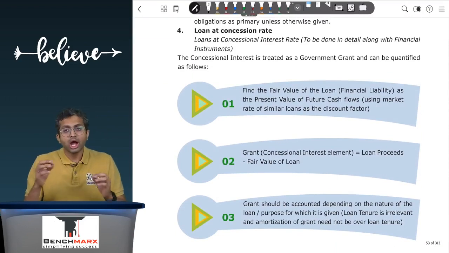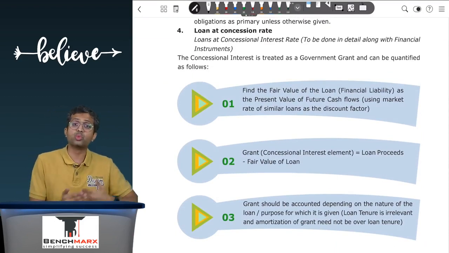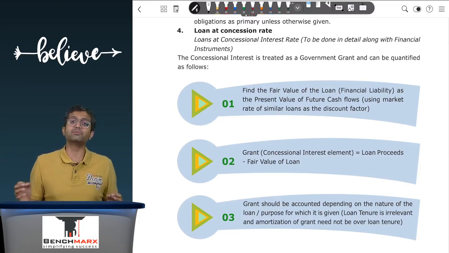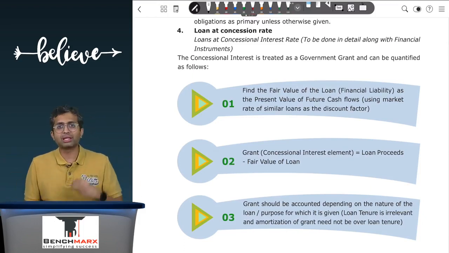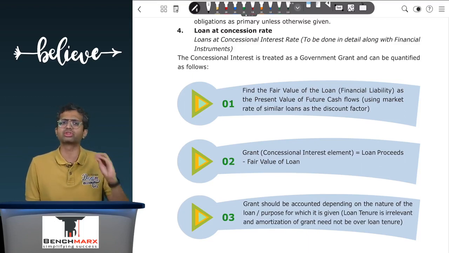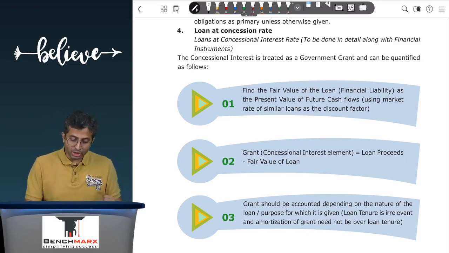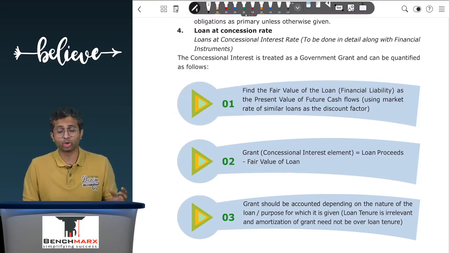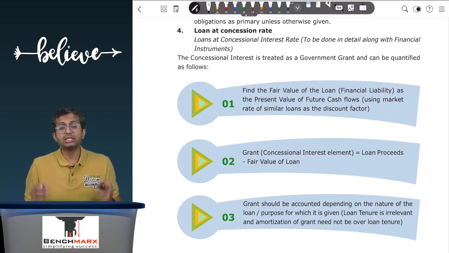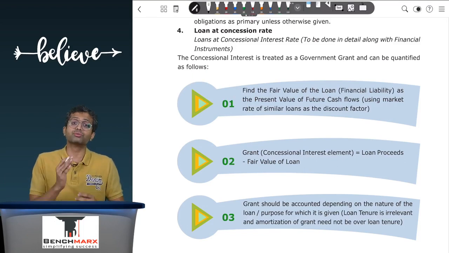Now this is a case where you have a very strong interlinkage with Ind AS 109 Financial Instruments. So loan, remember, is a financial liability. If you have taken a loan, it is a financial liability, and Ind AS 109 says that on initial recognition a financial liability should be shown at fair value. So for example, for simplicity, let us say it is a 5-year loan which the government gives you interest free, in which case the market rate of interest on similar loans is, let us say, 10%, and hence Ind AS 109 will say that the initial recognition of this loan will be at fair value.